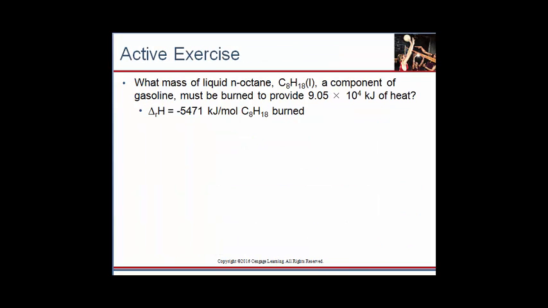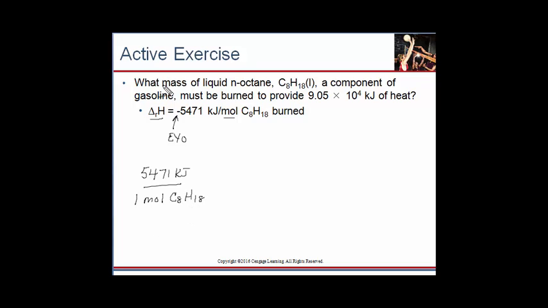Okay, this problem is asking what mass of liquid octane, which is C8H18, must be burned to create that much heat. Now notice, this delta H is reporting the heat as negative, so it's exothermic. 5,471 kilojoules of heat, but it's per mole of this. If it says per mole, you don't need the whole equation. You have the conversion factor. You know that 5,471 kilojoules of heat is coming off of 1 mole of C8H18.